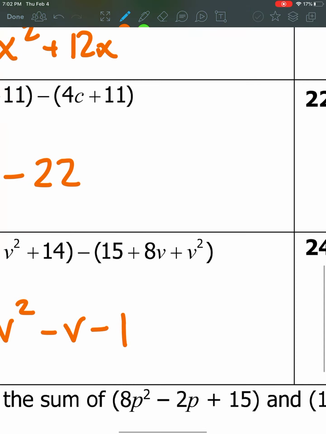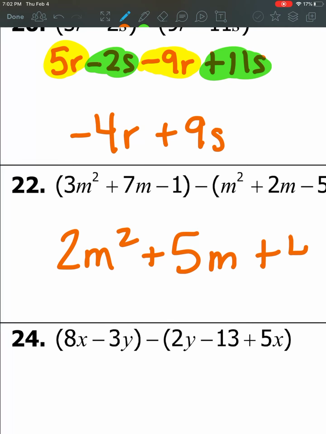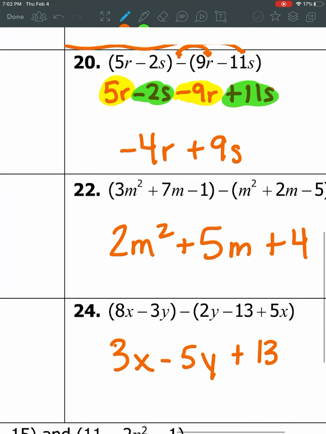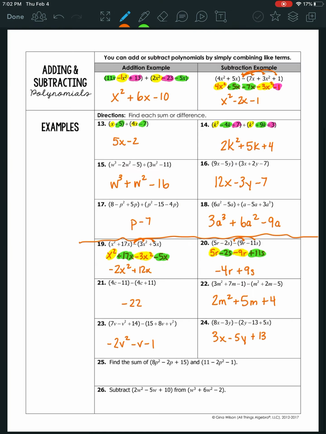21, the c's actually cancel out, so it'll just be negative 22. Negative 2v squared minus v minus 1 for 23. 22, I'm kind of going backwards so that I can show you both of these answers at the same time. And then 24 is 3x minus 5y plus 13.